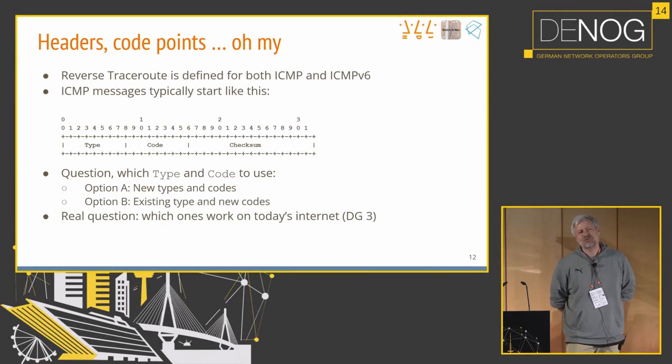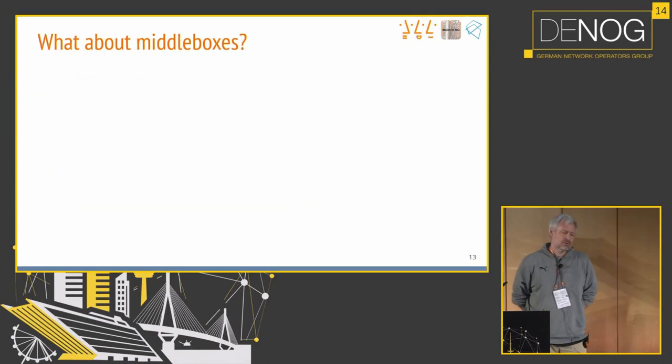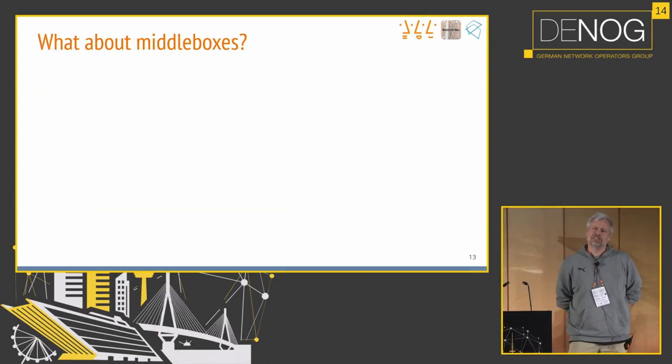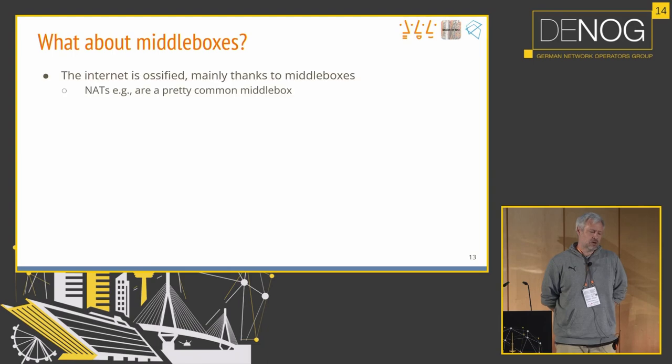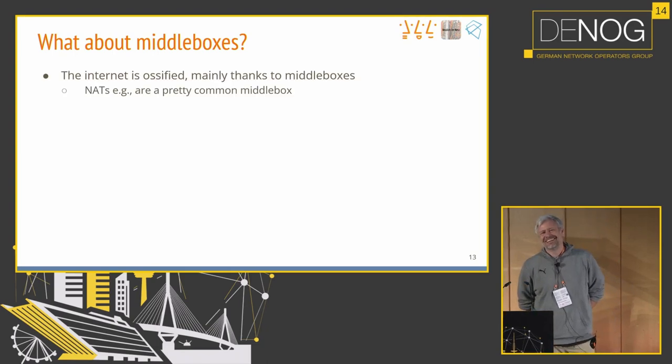Right? So we said one of our design goals is deployability. We want to have it run on the public internet today. Which one would work on the public internet? So the problem with today's internet is middle boxes. Some of you run middle boxes. I'm not blaming you. Your line manager makes you do that.